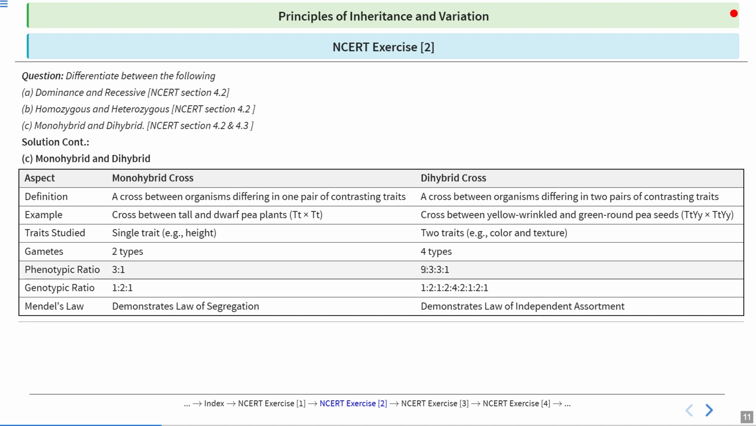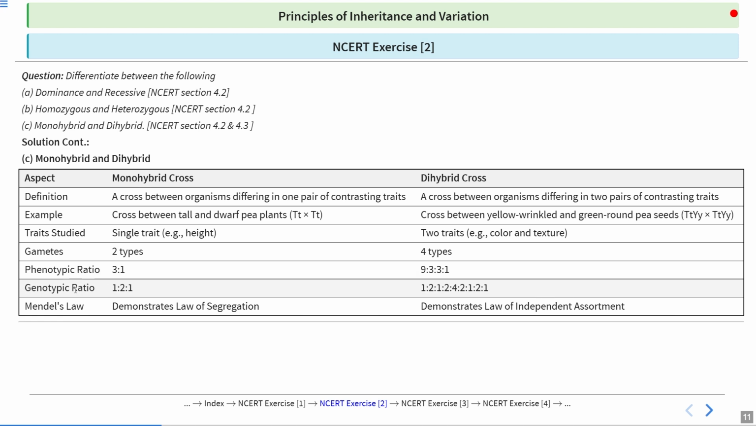Now phenotypic ratio in monohybrid cross: in the F2 generation the phenotypic ratio is 3:1. In dihybrid cross, the phenotypic ratio in F2 generation is 9:3:3:1, which is due to the law of independent assortment. Genotypic ratio in monohybrid cross is 1:2:1. Genotypic ratio in dihybrid cross is 1:2:1, 2:4:2, 1:2:1, meaning 9 different genotypes are formed here. In monohybrid cross, 3 different genotypes are formed.